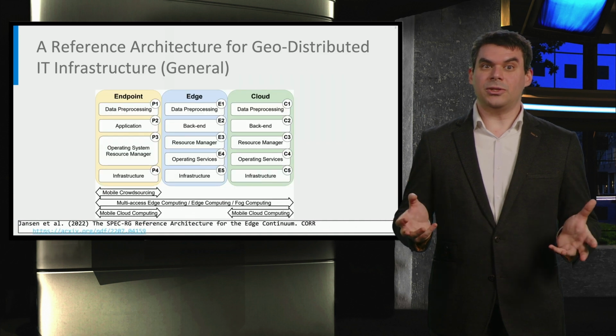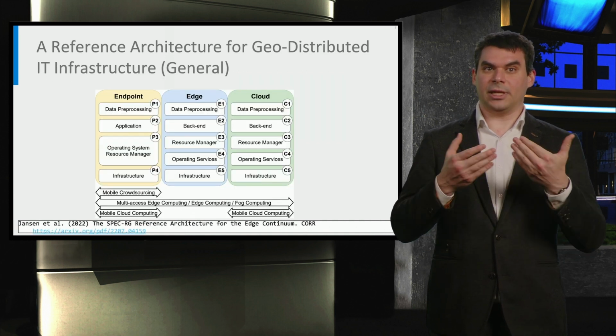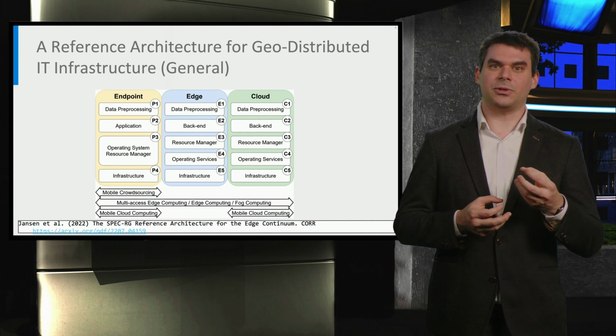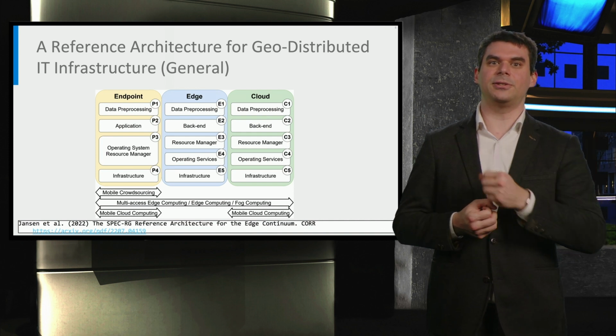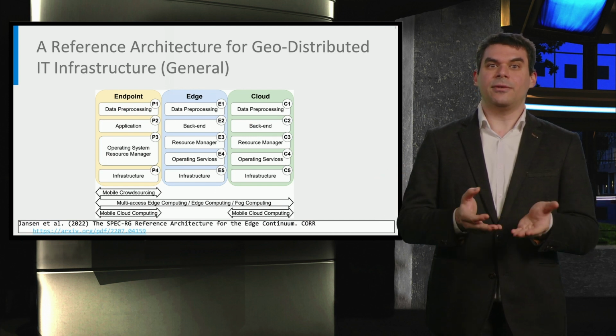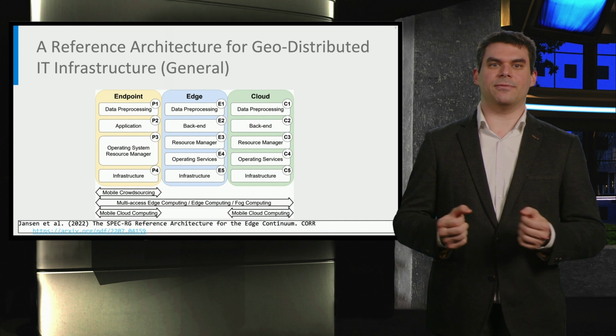And what about the geo-distributed operation? We move a level up in the abstraction to a reference architecture that covers cloud infrastructure, including large data centers, also edge infrastructure, including small data centers, and finally endpoints, the smallest infrastructure.